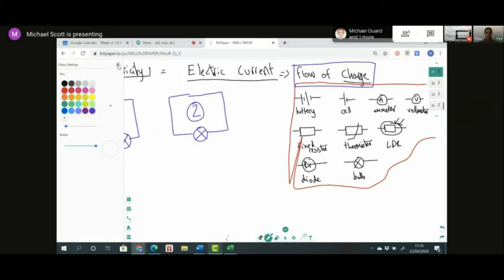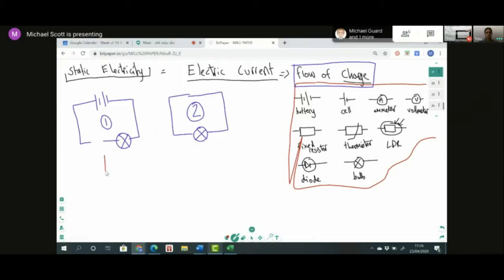Okay, so hopefully after looking at circuit number 1, you will notice that here there is a break or a gap in the circuit. And it's that gap or that break in the circuit that won't allow the charge to flow around this circuit. So in order for charge to flow, you must have a complete circuit. There can't be any gaps or any breaks in the circuit in order for it to work.